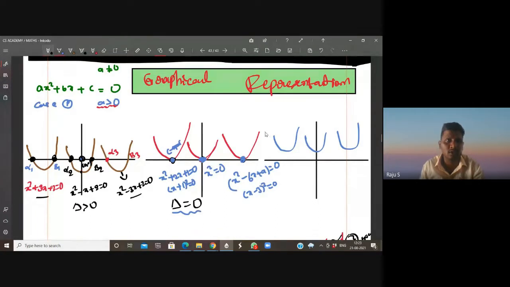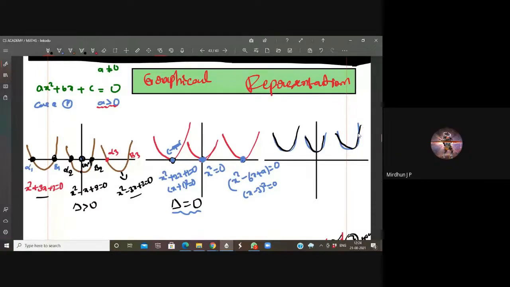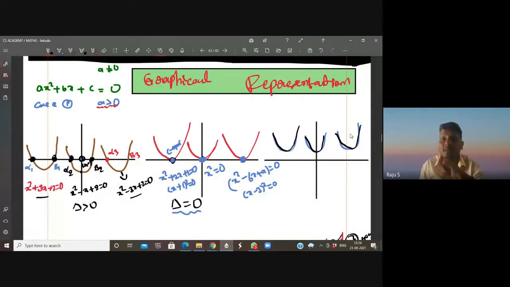Third case, what about the graph? What about the graphical representation? Easier. Can this graph intersect the x-axis? No, sir. Nothing but there are no real roots. Wherever the graph intersects the x-axis, only then does the equation have real roots. Here, delta is lesser than 0, no real roots. It just has imaginary roots.